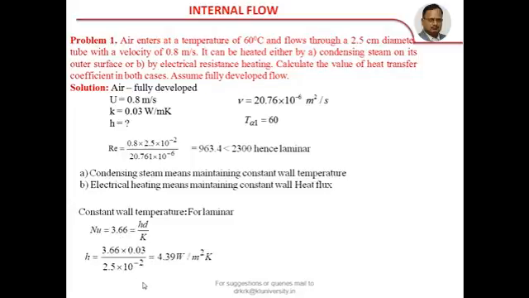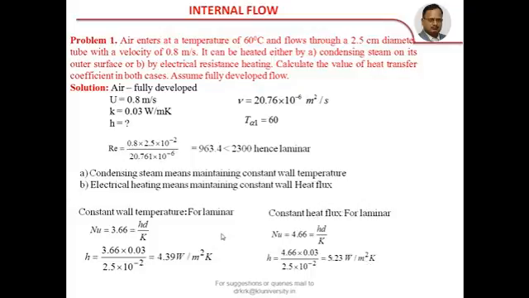First the Reynolds number is calculated, Vd by nu. It is 963, less than 2300, hence it is laminar. Condensing steam means maintaining constant wall temperature. Electrical heating means maintaining constant wall heat flux.